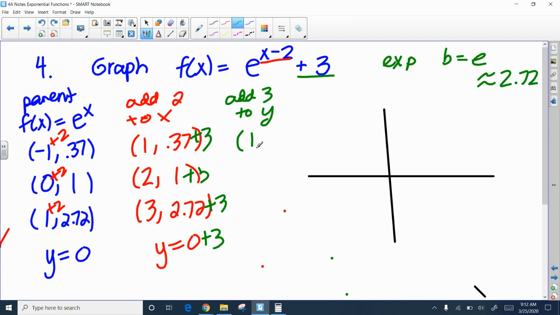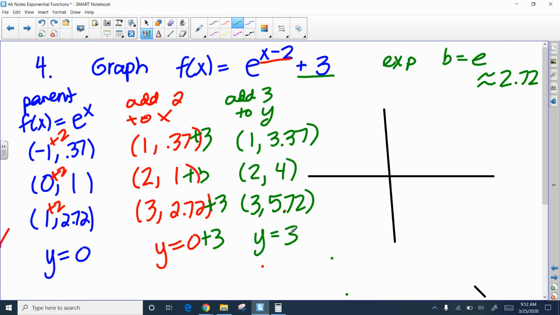So now my x values are still 1, 2, and 3. My new y values would be 3.37, 4, and 5.72. So remember, you can use decimal approximations. And then my asymptote is y equals 3. So that's where our coordinate points are coming from. So let's graph those.